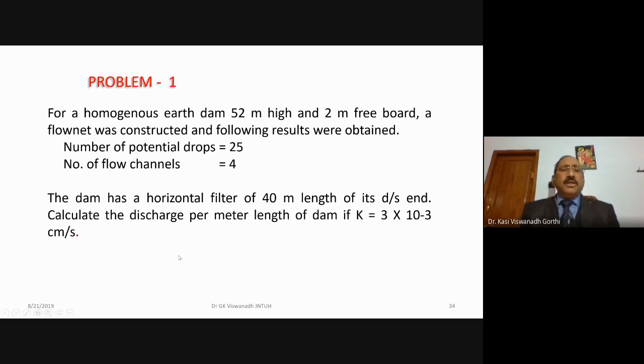So let us work out one or two problems relating to this. For a homogeneous earth dam, 52 meters high, with 2 meters freeboard, a flow net was constructed and the following results were obtained. Number of potential drops ND is 25. Number of flow channels NF is 4. The dam has a horizontal filter of 40 meters length at its downstream end. Calculate the discharge per meter length of the dam if the value of K is 3 into 10 to the power minus 3 centimeters per second.